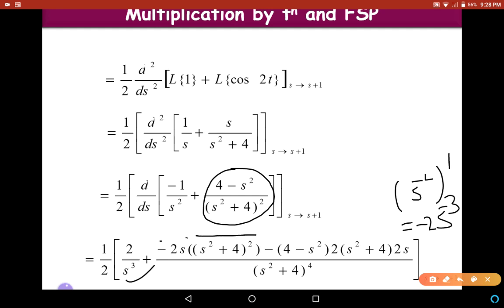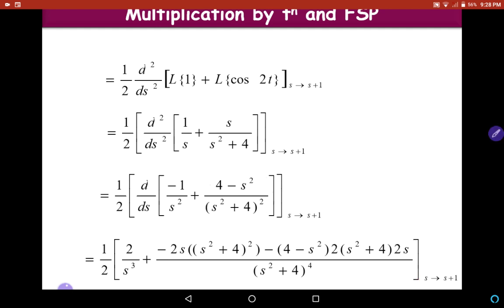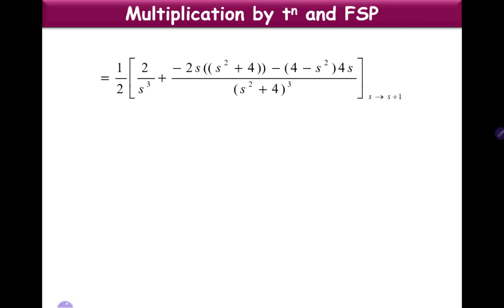U dash is 2s here, minus u into, that is 4 minus s square, into derivative of s square plus 4 whole square is 2 into s square plus 4 whole square into internal derivative is 2s. Now the matter is just simplification, multiplication and simplification, and then finally replacing s with s plus 1.